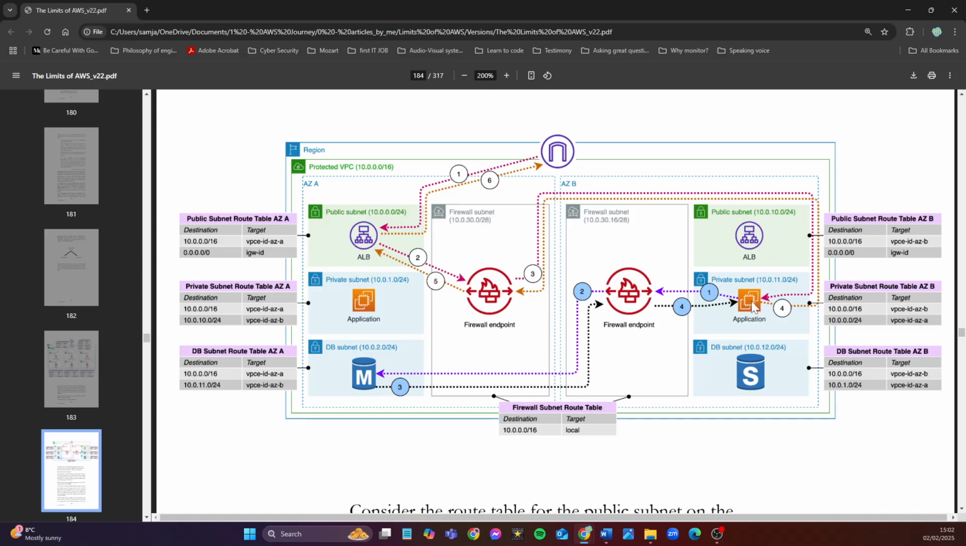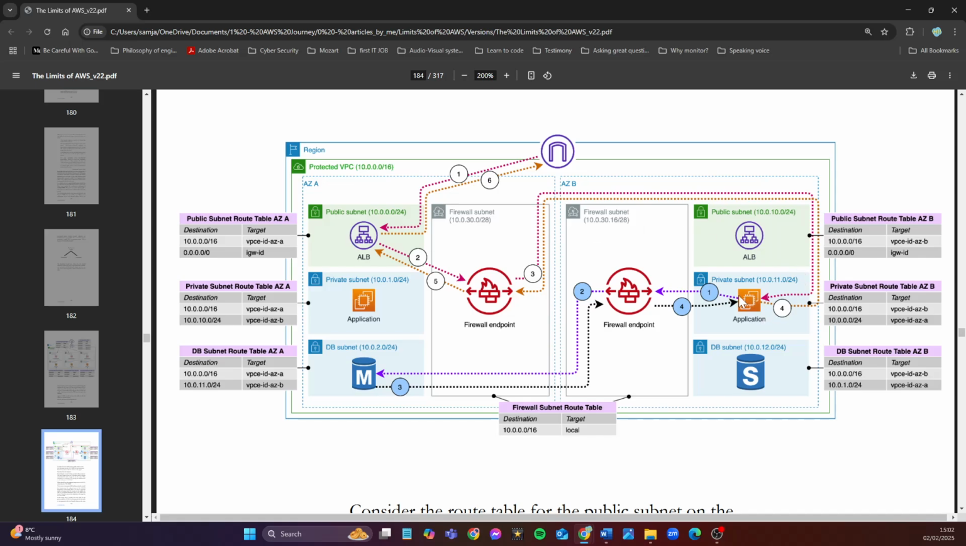What's interesting is that sometimes we cross the availability zones, but more importantly, sometimes we don't. We don't cross the availability zones in order to go through the firewall endpoint. So notice that when the traffic comes into the internet gateway and goes to the ALB, we immediately go to the local firewall endpoint. Remember the principle of local inspection, because we could say, let's go to the firewall endpoint in availability zone B, but we don't. We choose to use the local firewall endpoint, the one that is in the AZ that we're already in.